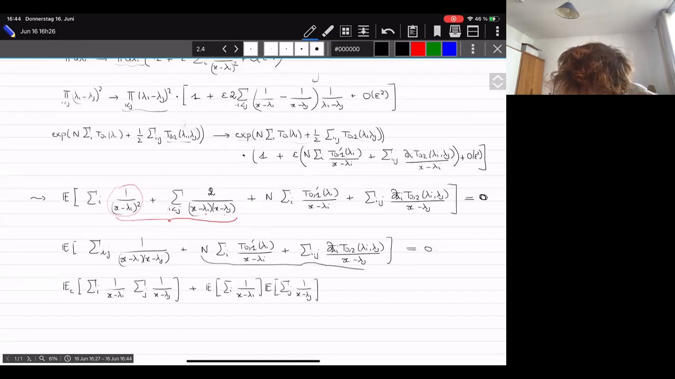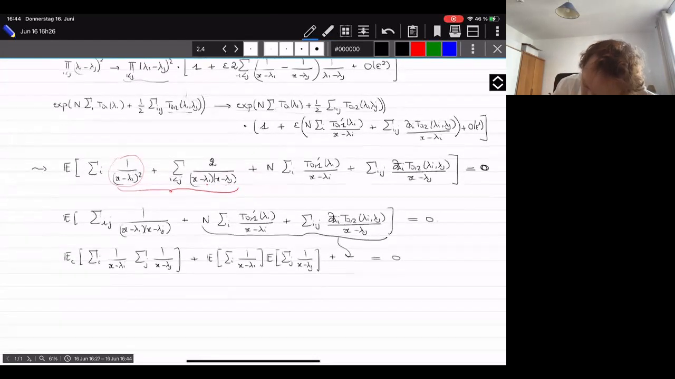And then I still have these terms here. So this part we recognize directly that it's W2XX. And here's W1X squared. And now I have to treat the rest.